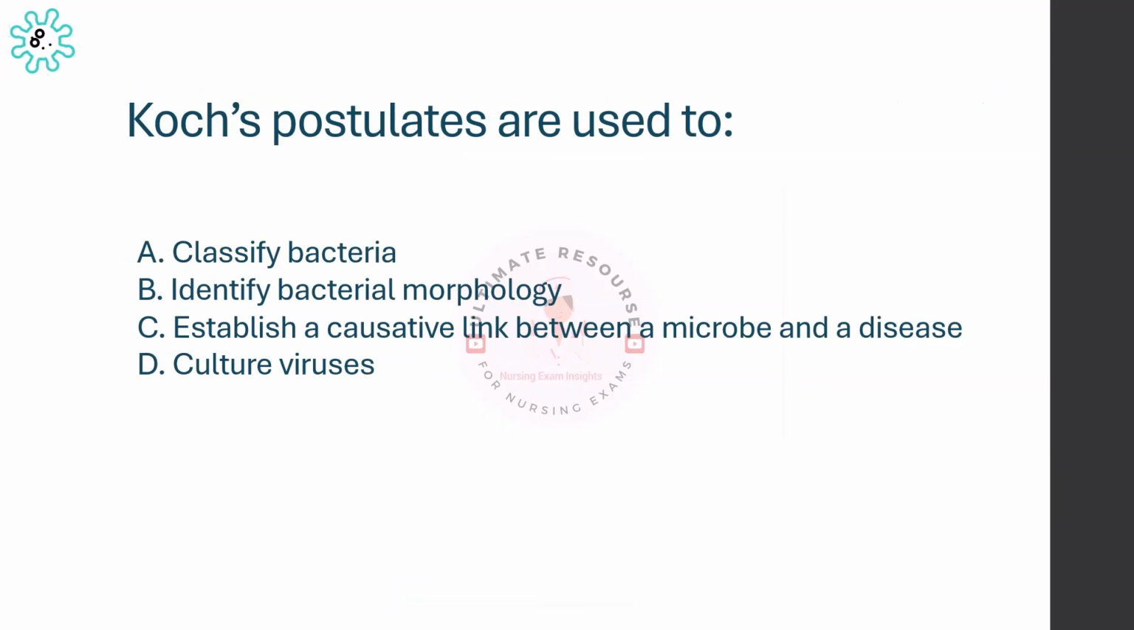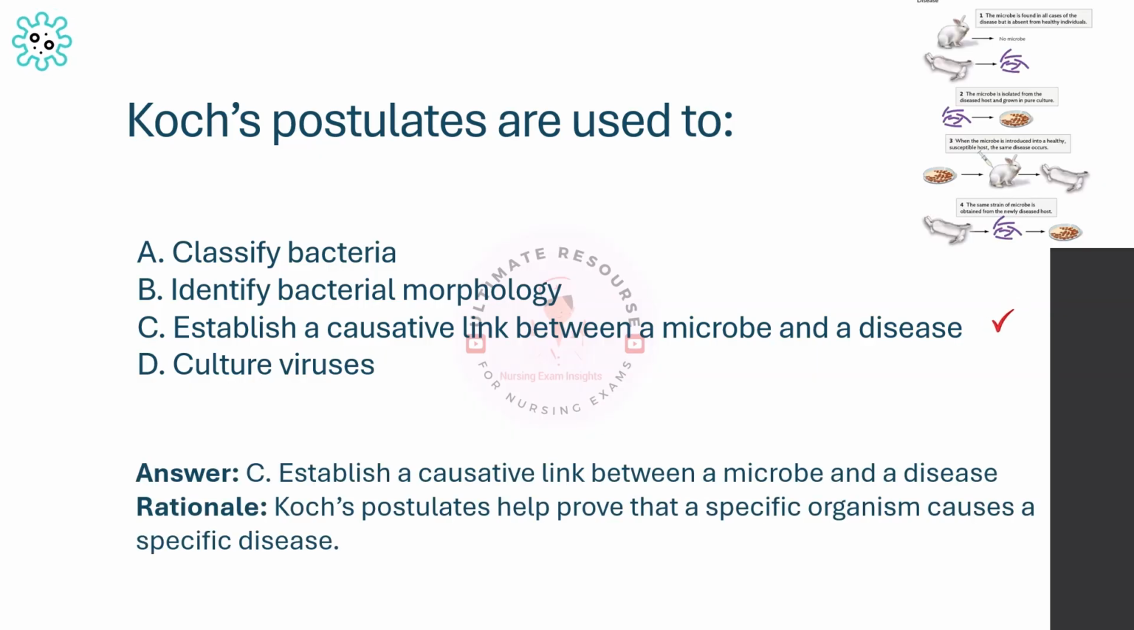Koch's postulates are used to, options are A. Classify bacteria, B. Identify bacterial morphology, C. Establish a causative link between a microbe and a disease, D. Culture viruses. The answer is C. Establish a causative link between a microbe and a disease. Koch's postulates help to prove that a specific organism causes a specific disease.